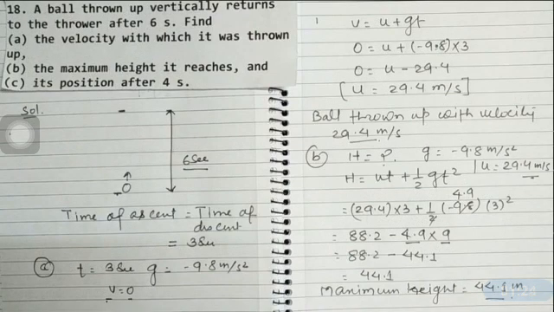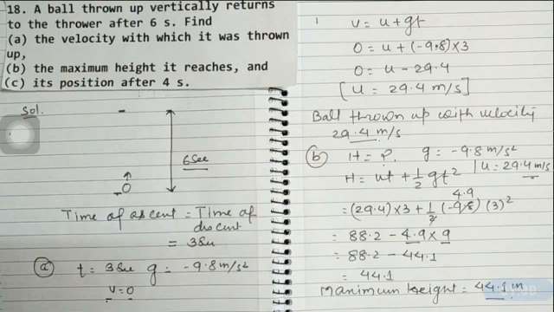Next question is: a ball thrown up vertically returns to the thrower after 6 seconds. Find, first, the velocity with which it was thrown up, second, the maximum height it reaches, and third, its position after 4 seconds.